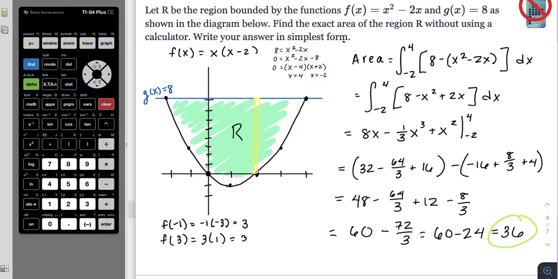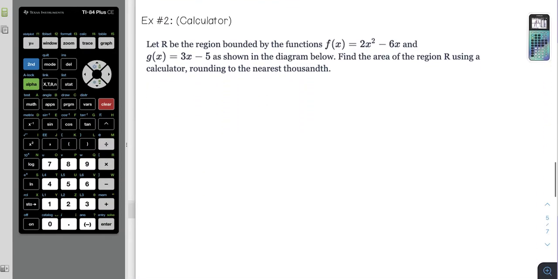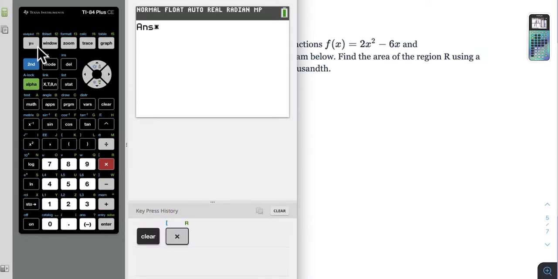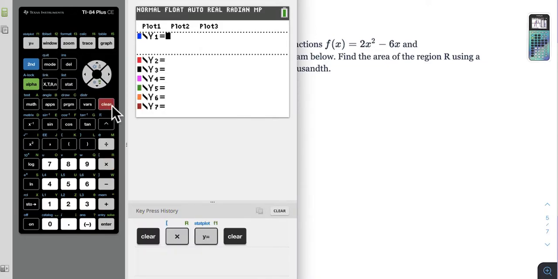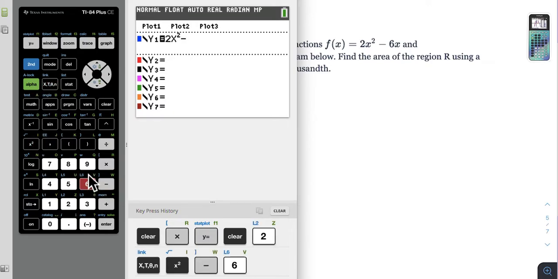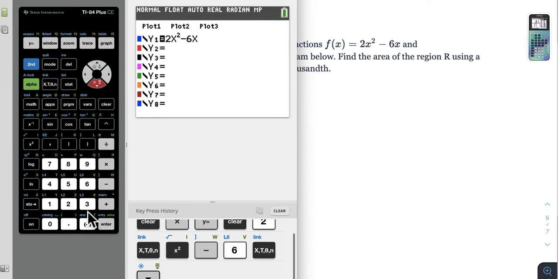So the next example we're going to do is with a calculator. We're going to let R be the region bounded between those two functions, so I'm going to go over to my graphing calculator. I'm going to clear out what I just had. Okay, so we have 2x squared minus 6x, and then 3x minus 5.